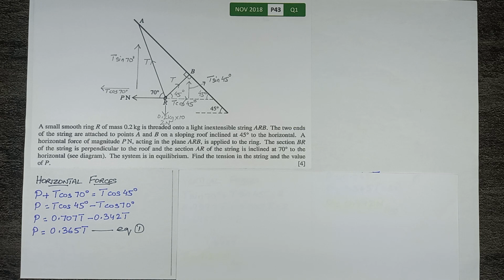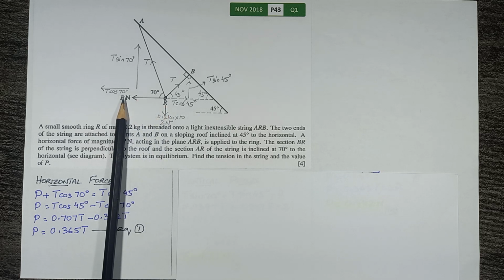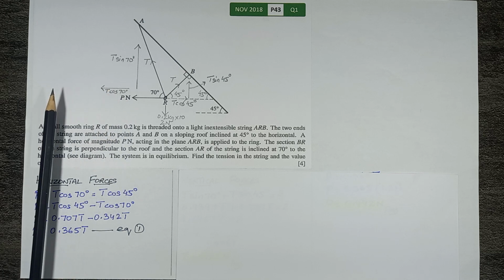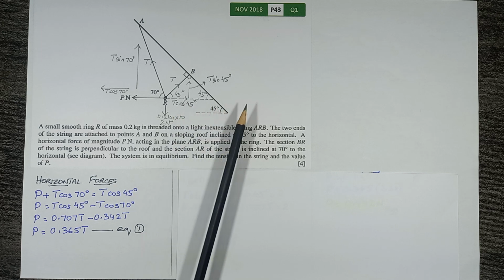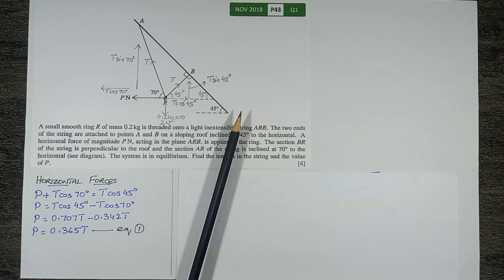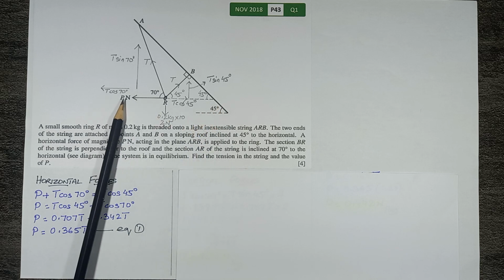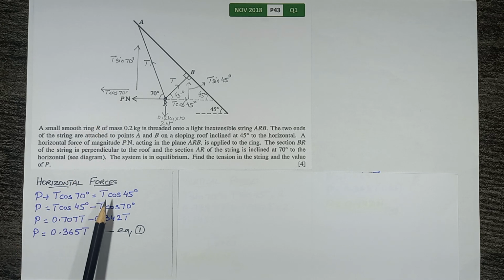If we just consider the horizontal forces, we have P Newton as a horizontal force as well as T cos 70 a horizontal force. Both are pointing to the left, and a T cos 45° horizontal force pointing to the right, because the condition is an equilibrium condition. That means opposite forces are equal. So the sum of P and T cos 70, P plus T cos 70, would be equal to T cos 45. And P would be equal to T cos 45 minus T cos 70.